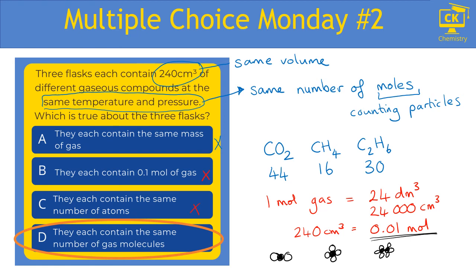They will contain the same number of gas molecules. If I wanted to work out the number of gas molecules, if it was at room temperature and pressure, I would take my 0.01 moles and times it by Avogadro's number, 6 times 10 to the 23, and I would therefore find that there were 6 times 10 to the 21 molecules of each gas.